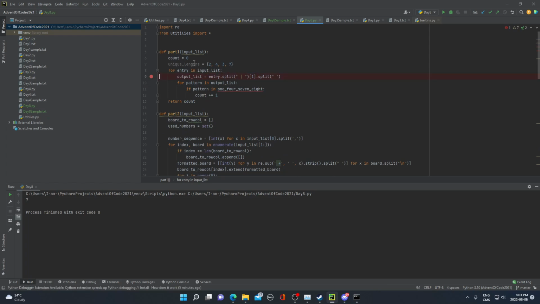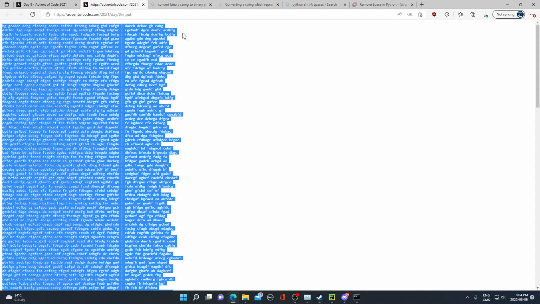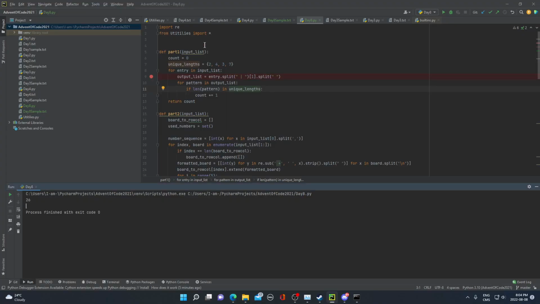the puzzle output and count it up. Gosh, that was confusing. And we get 26, which is correct. Wow. Is there extra space at the end? I hope there isn't.